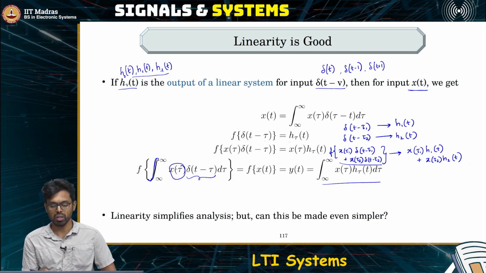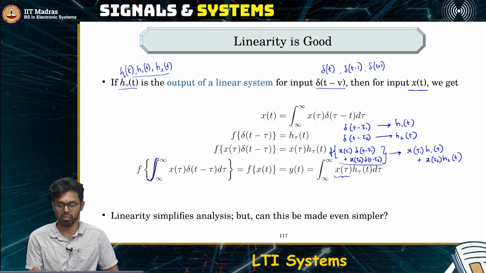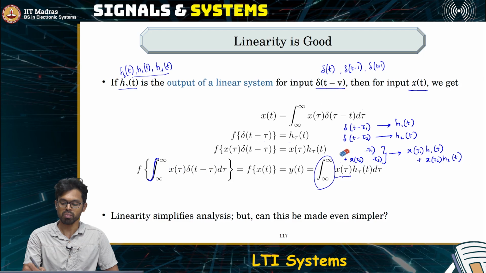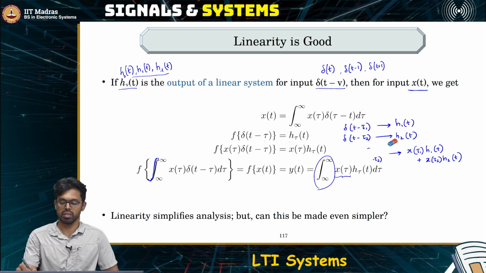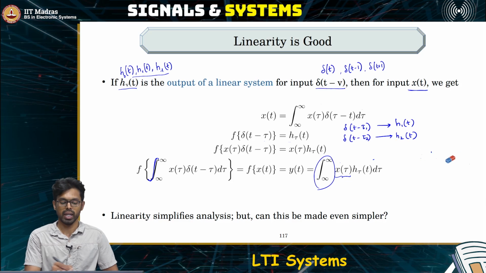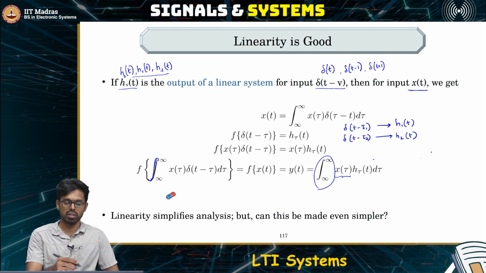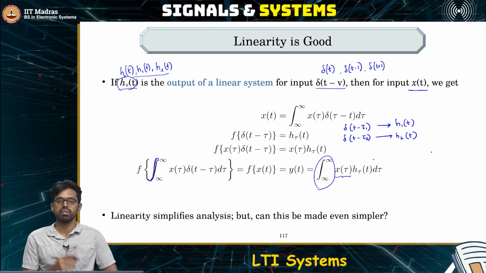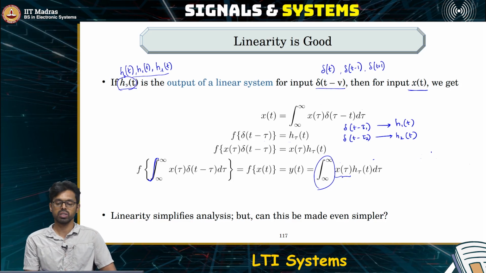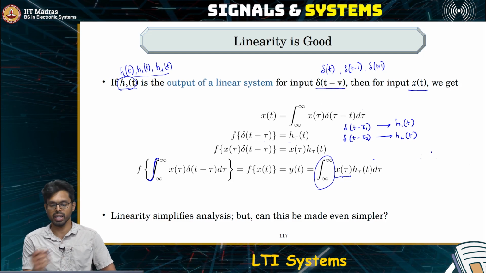So the output also gets scaled exactly by the same value and summed up. So what we have done here is now represent the output of a linear system in terms of the output of the same linear system for shifted impulses. That's all. So if you know the output of the linear system for shifted impulses, then you can find the output of the linear system for any input.